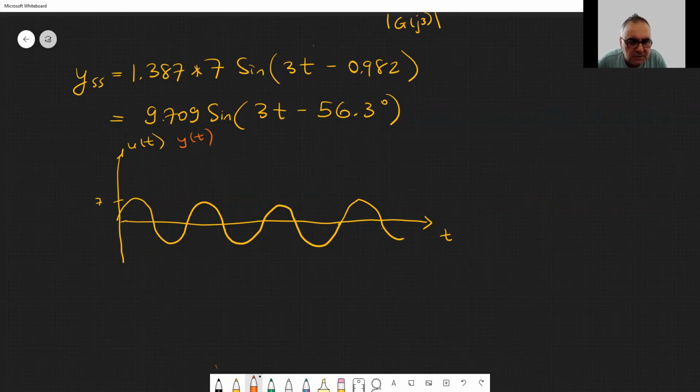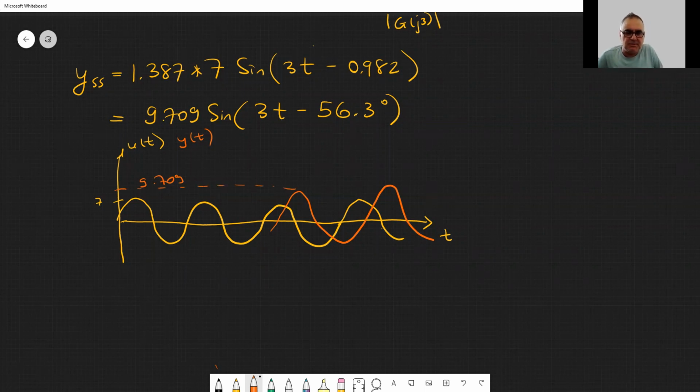Well, I will start this from a different kind of place. Let's say I will start it from here. The frequency has to be the same, but the amplitude is not the same. Okay, something like this. So this amplitude is 9.709. Let's see.